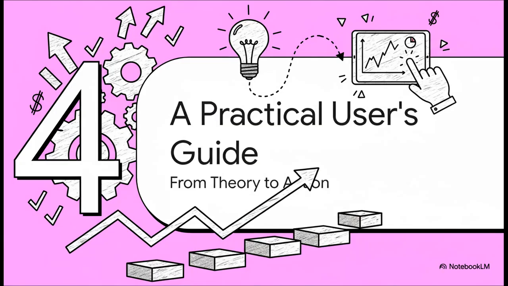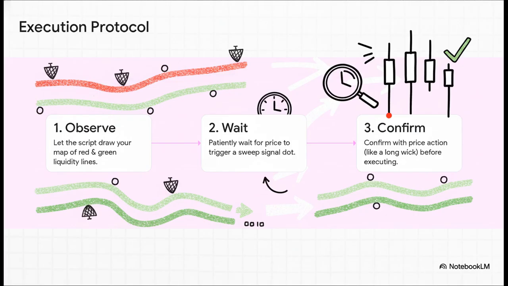Okay, that's the theory. It's cool, right? But how do you actually use this thing to trade? Let's get practical and walk through exactly how to do it. It all boils down to a really simple 3-step protocol. First, just observe. Let the script draw the map for you with those red and green lines.